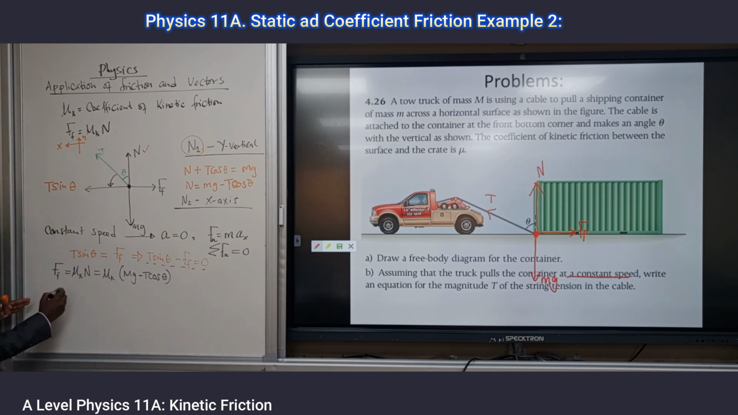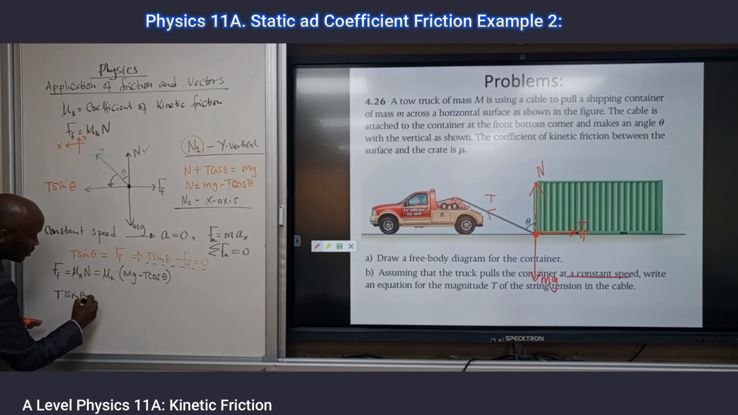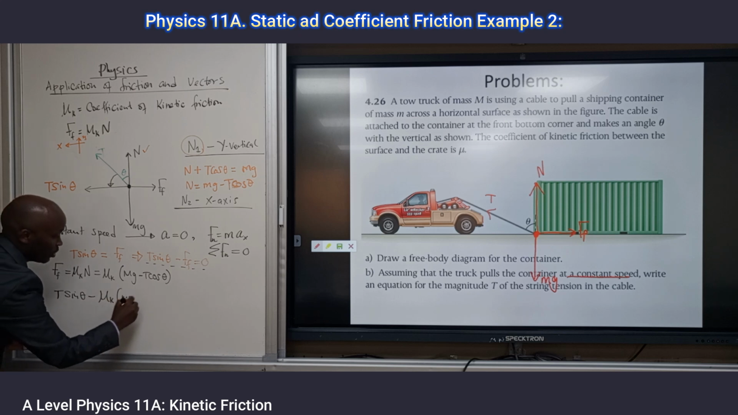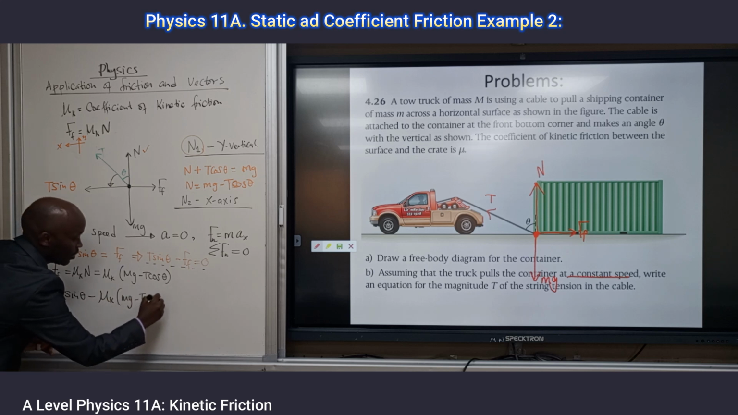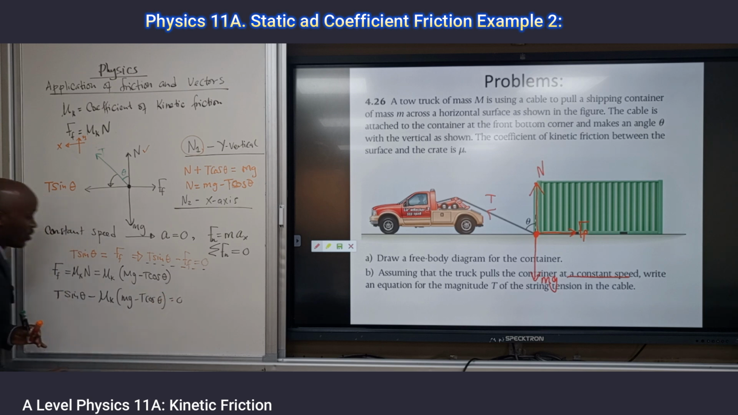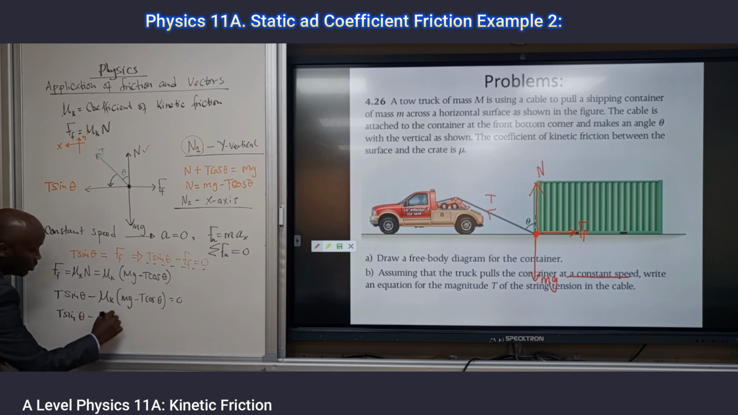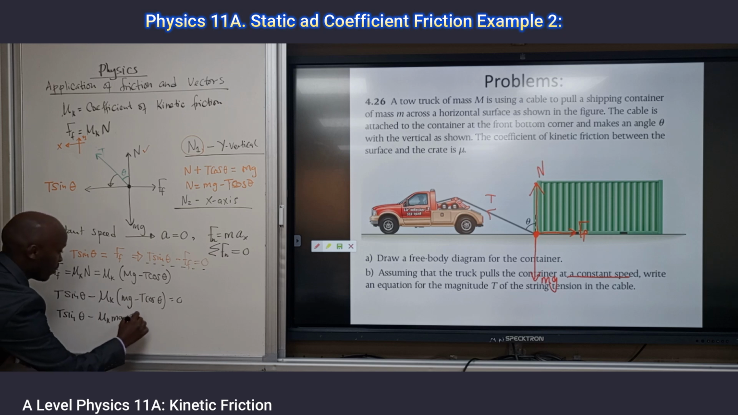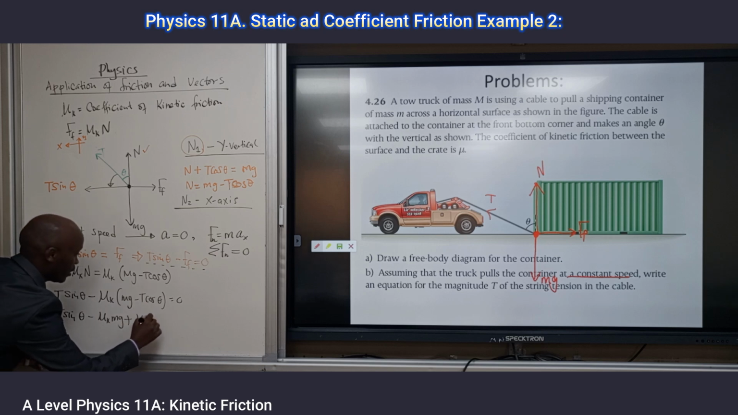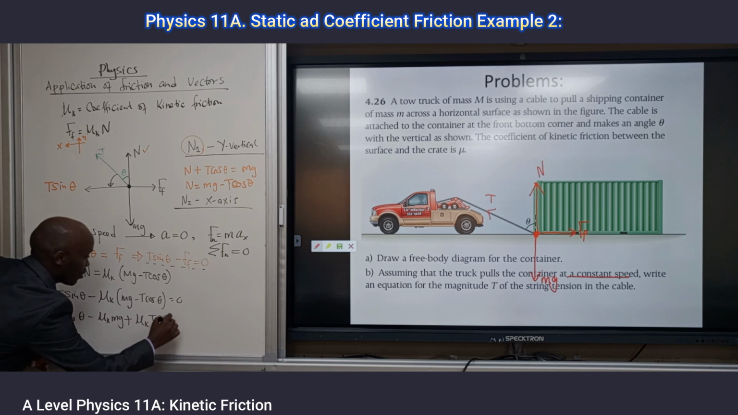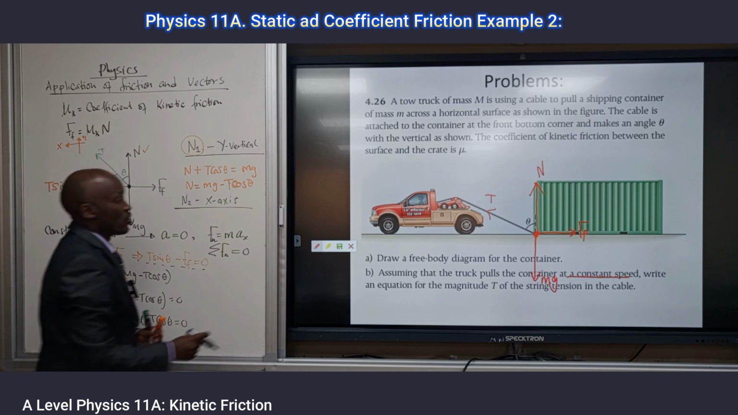So we're going to have T sine theta, that's one, minus the friction force, which is this one now, mu k, that is mg minus T cosine of theta, is equal to 0. So open the brackets. T sine theta minus mu k mg, minus times minus is positive, mu k T cos theta is equal to 0.